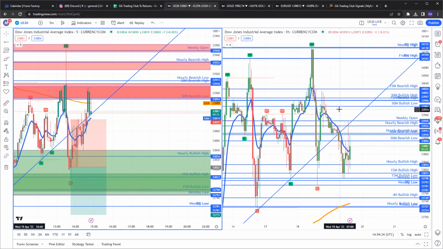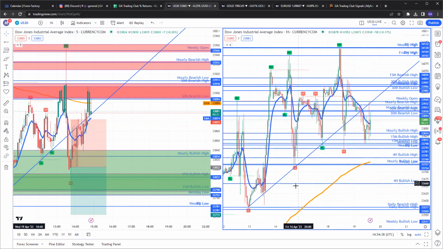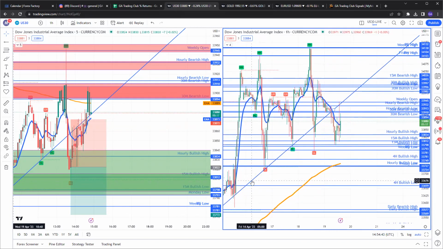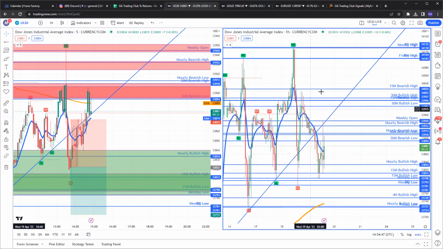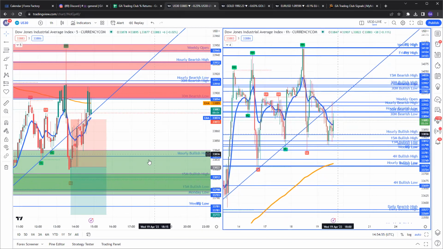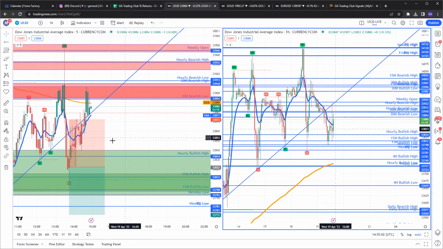Also, keep in mind this hourly trend line on US30, this right here is going to be valid for a very, very long time. So make sure you have this trend line on your charts. This trend line, you can see it's being respected multiple times here, here, here, here, here. So yeah, this trend line is very, very critical for US30. Anybody else have any question?